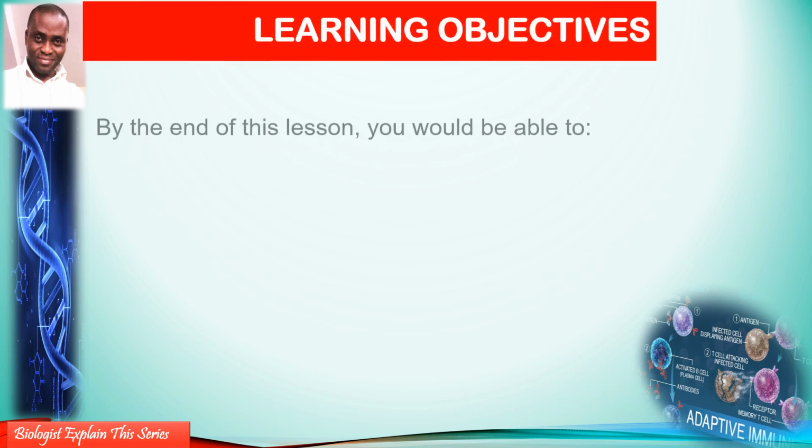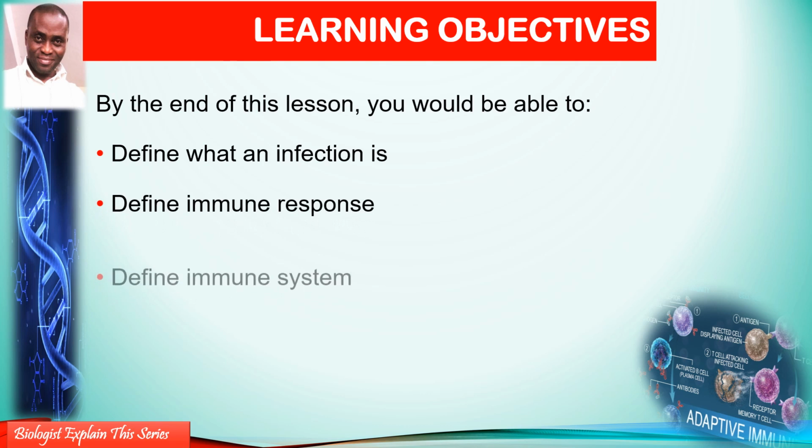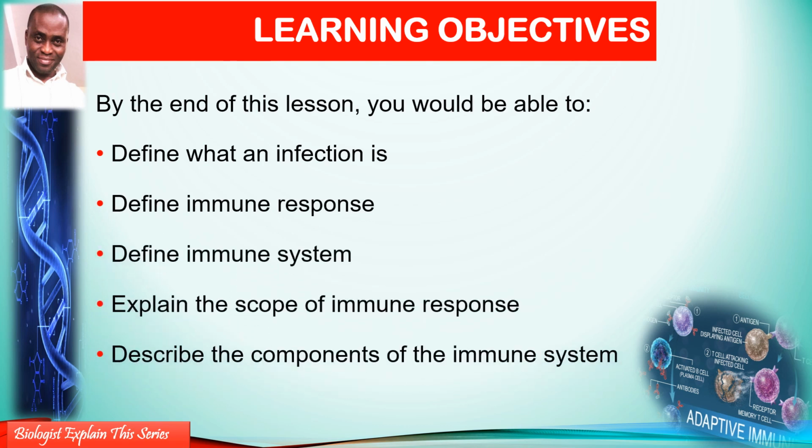Like we always do, let's first look at our learning objectives. By the end of this lesson you will be able to define what an infection is, define immune response, and define and describe in context and content the immune system. You will also be able to explain the scope of an immune response, describe the components of an immune system, and at the end of it all apply appropriately what you have learned in exam situations. You should be able to do all of this with confidence and boldness, preparing for your examination. So let's go deeper into this topic and understand in more detail.